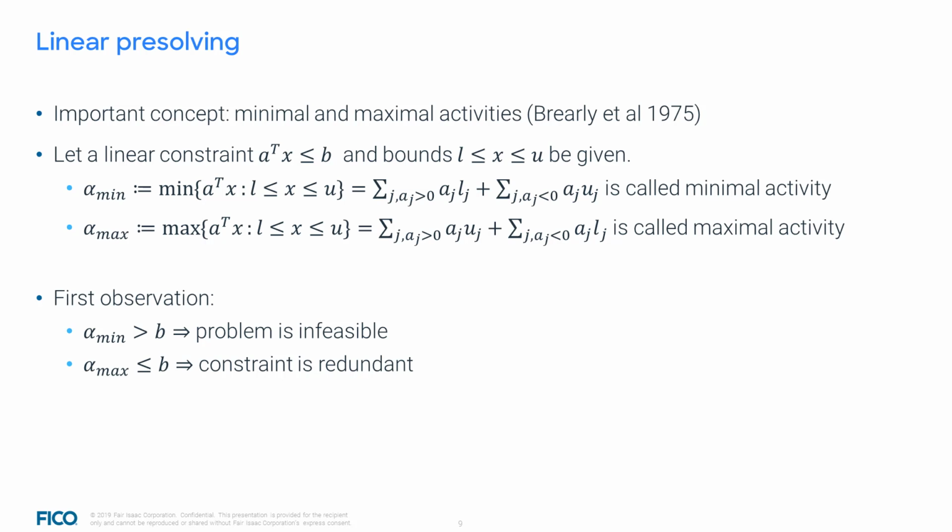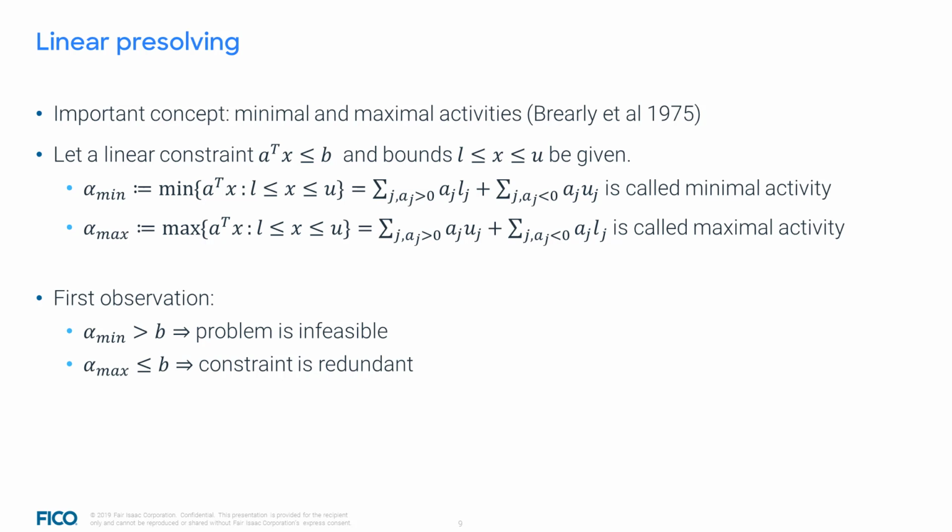We define two quantities, the minimum activity and the maximum activity of the constraint. The first is defined to be the minimum of the left-hand side of the constraint within the feasible set, described by the bounds of the variables x. This quantity can be easily computed by just splitting the variables into those that have a positive coefficient and those that have a negative coefficient.